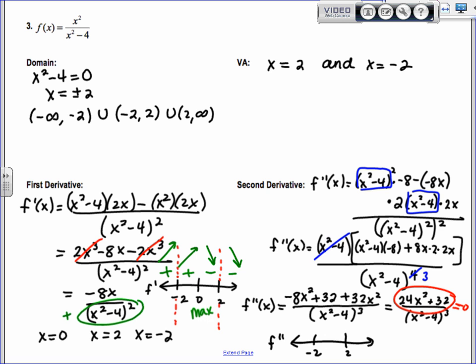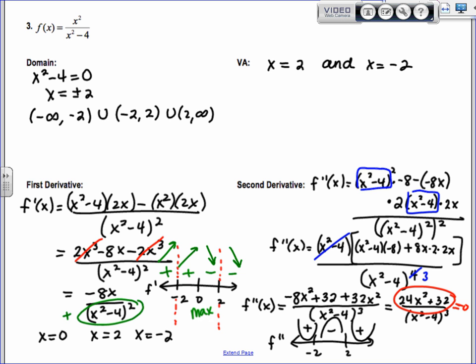So I put my f double prime, so now I'm trying it in the second derivative. So the numerator is always positive. The denominator now could be negative. Do you guys see that? Because now it's raised to the 3. So if I try 0, the top's positive, the bottom is negative 4 cubed, it's negative. If I try 3, it's positive, and if I try negative 3, it's also positive. So it means I'm concave up, then concave down, then concave up.